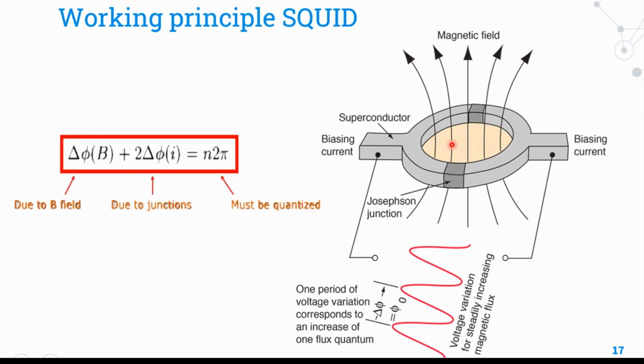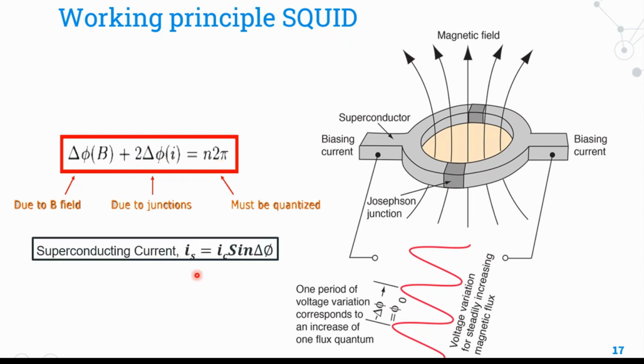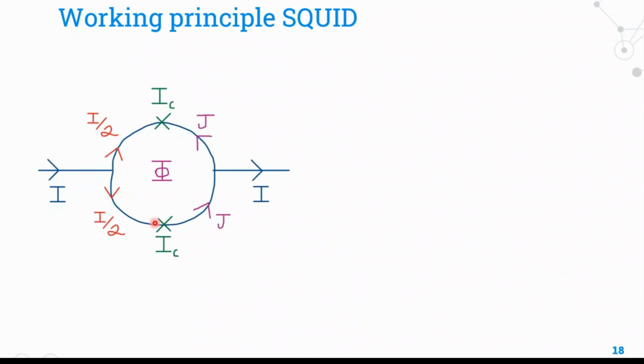As I said, there are two basic concepts: the change of phase due to the magnetic field, and the change of phase due to the two junctions. These must be quantized. We also have some knowledge about the superconducting current, that is I equals IC times sine del phi. This is the diagram, and it is easy to understand.